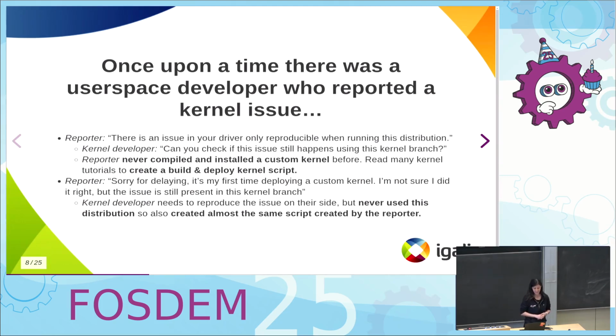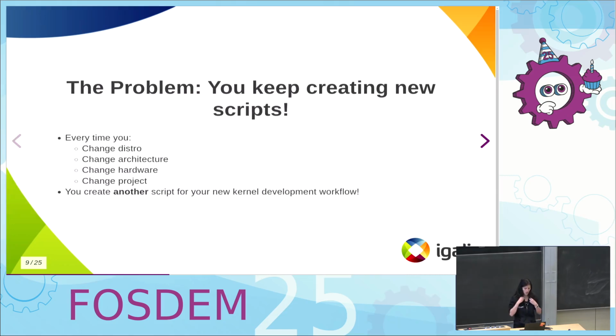But the issue is still present in this kernel branch. We can say like this work branch. And then the kernel developer cannot see this issue in the target device that they have. So, okay, I need now to reproduce this issue on my side, but I never used this distribution because we have many distributions. So they also created almost the same script created by the reporter. The problem: you keep creating new scripts.